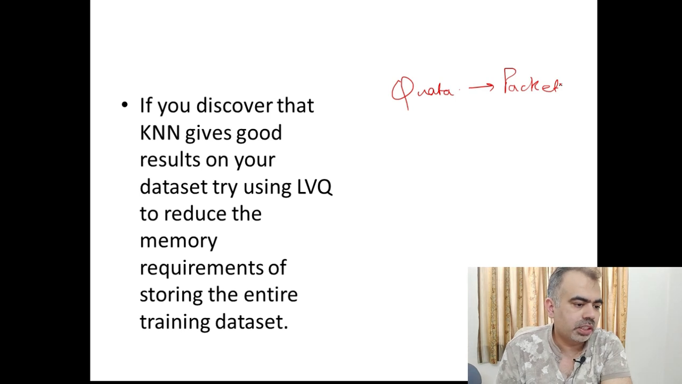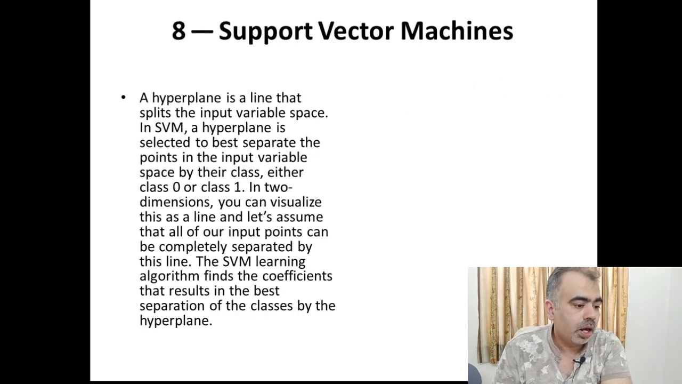So let us move towards the next, the support vector machine. A hyperplane is the line that splits the input variable space. In SVM, a hyperplane is selected to best separate the points in the input variable space by their class, either class 0 or class 1. In 2 dimensions, you can visualize this as a line, and let's assume that all of our input points can be completely separated by this line. The SVM learning algorithm finds the coefficients that result in the best separation of the classes by the hyperplane. What is a hyperplane? I'll explain.